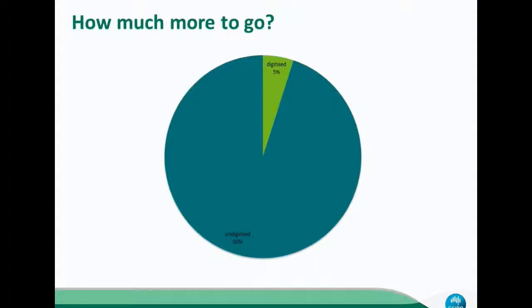How much more do we think we have to go? This is just a back of the envelope calculation, but roughly in Australian collections we've digitised about 5%, so we have a long way to go. And clearly doing one specimen at a time is not necessarily the best approach to take.